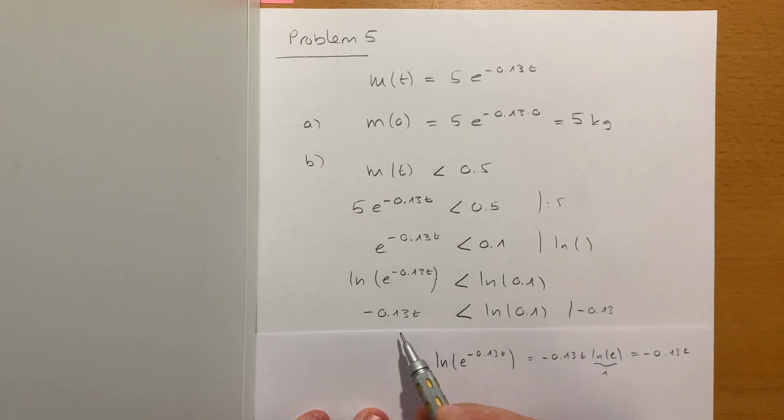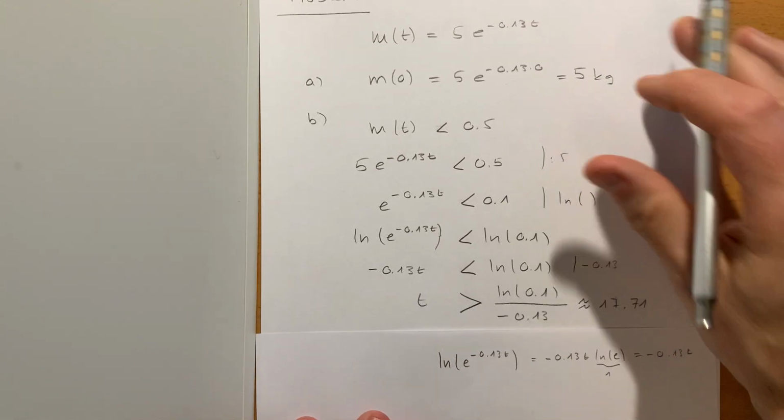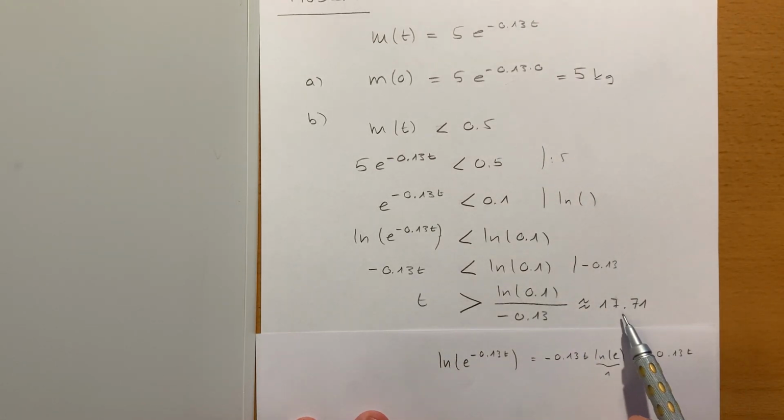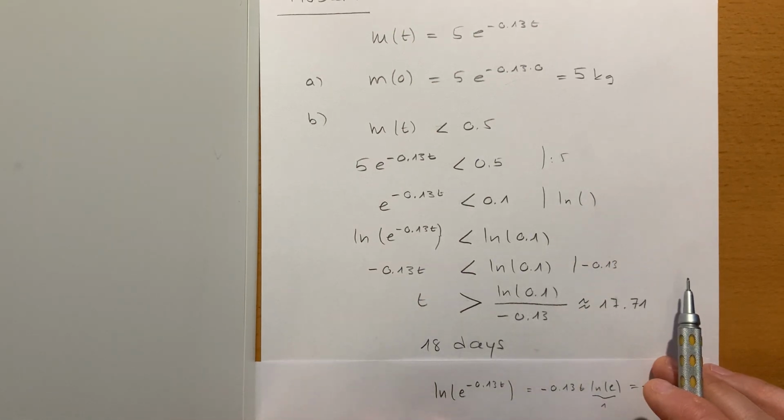So now, look here, we can clearly see that we have to divide by a negative number, which means that we have to change the sign, and we're going to get approximately 17.71 days, I believe it was. Yes, days. So t is 18 days.